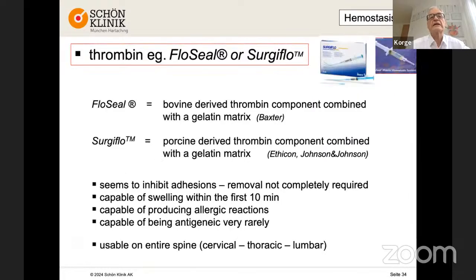The Rolls-Royce definitely is then the thrombin complexes. FloSeal is the bovine-derived thrombin component. SurgiFlo is a porcine-derived thrombin. They are very, very effective, and you can use them even in the high cervical spine due to the fact that they work without pressure, and that you usually cannot use on the myelon.